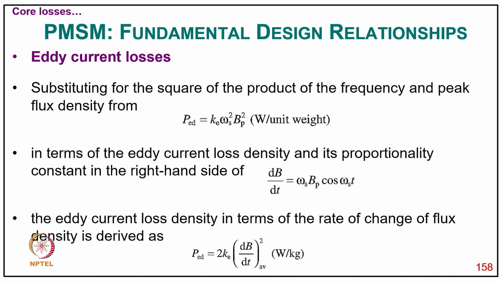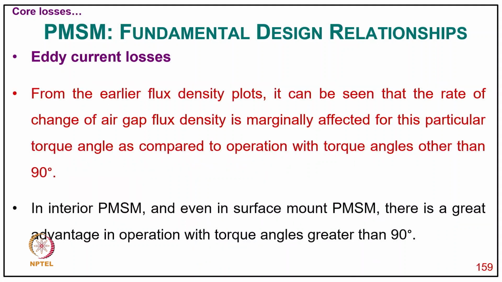So substituting for the square of the product of the frequency and peak flux density, P_ED = K_E omega_s^2 B_p^2 watt per unit weight, and the average eddy current loss density is then given. And in terms of eddy current loss density and its proportionality constant, on the right hand side dB/dt = omega_s B_p cos omega_s t, and the eddy current density in terms of the rate of change of flux density is derived as P_ED = 2 pi (dB/dt)^2 watt per kg.